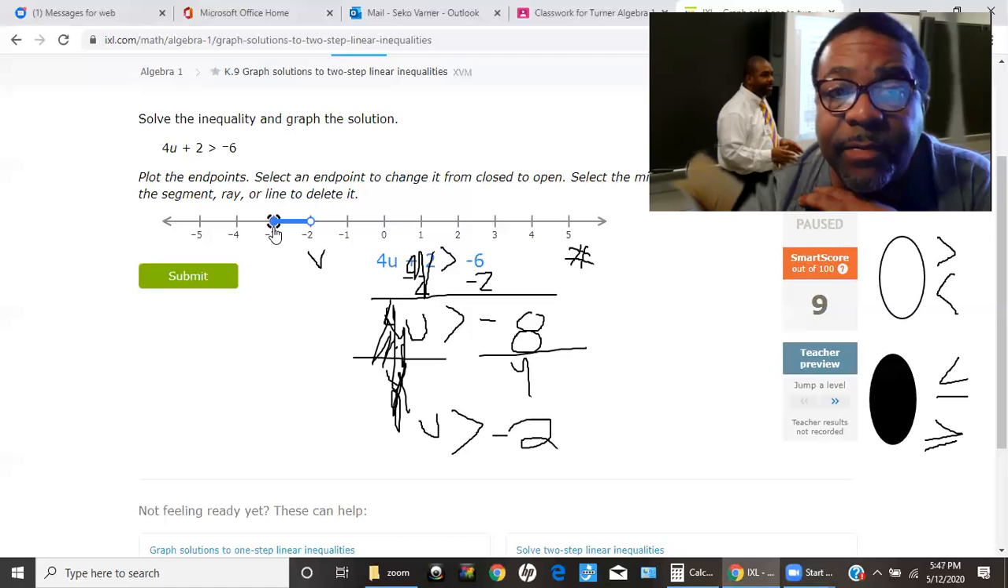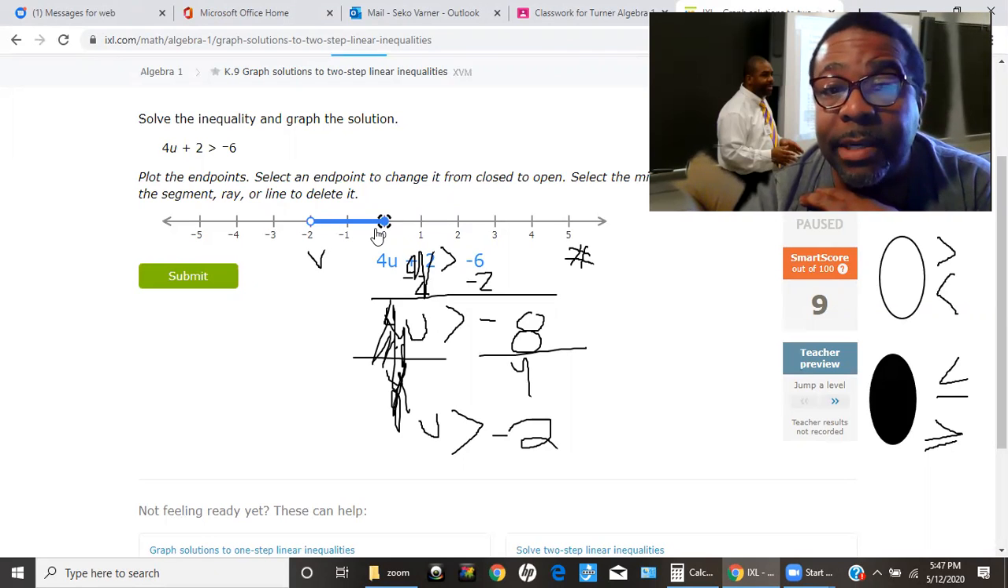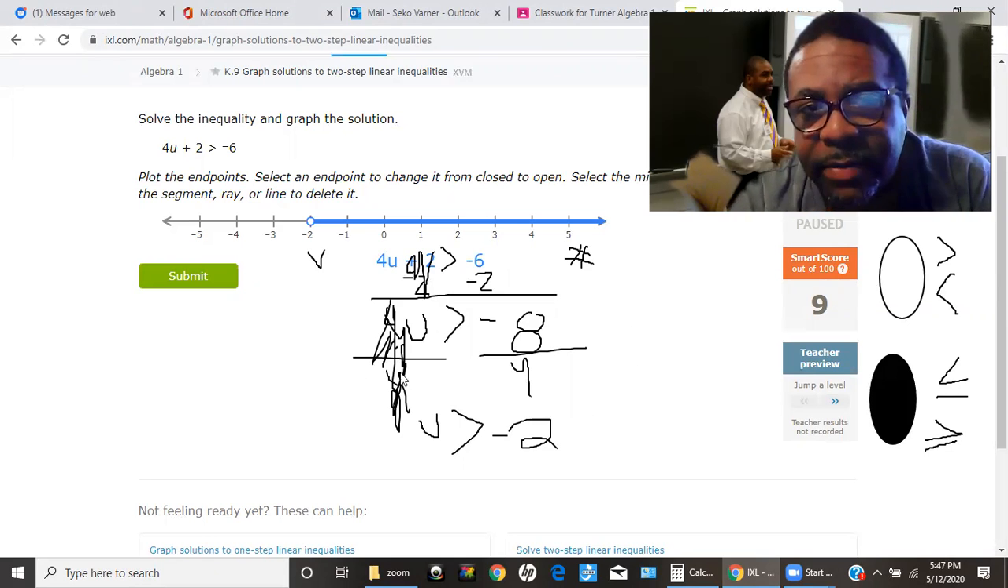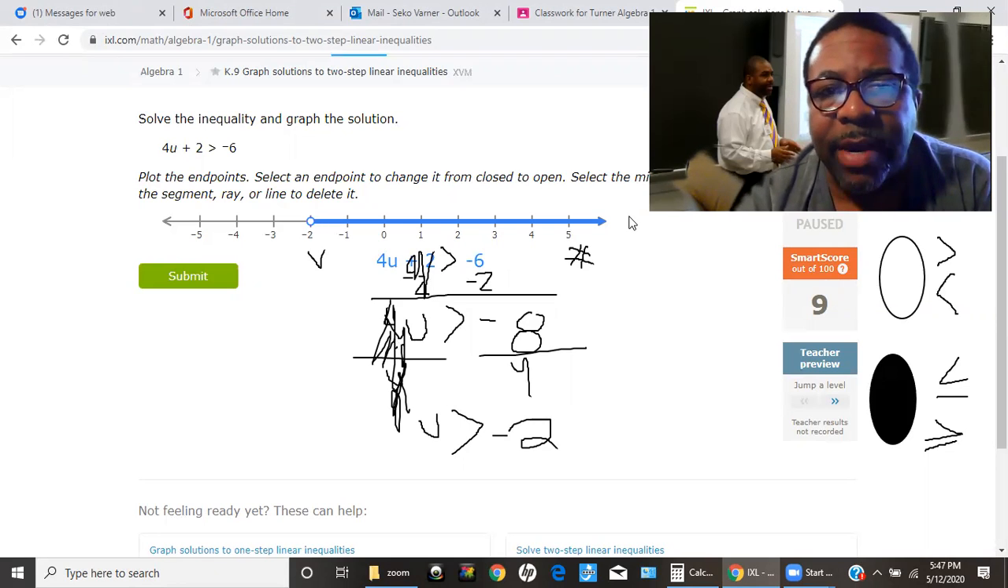All right, so is -3 greater than -2? No, -3 is not greater than -2. Is -1 greater than -2? Yes. Is 0 greater than -2? Yes. Is 1 greater than -2? Yes. So everything in this direction is greater than -2. Okay, so now we've solved the inequality and we graphed it.